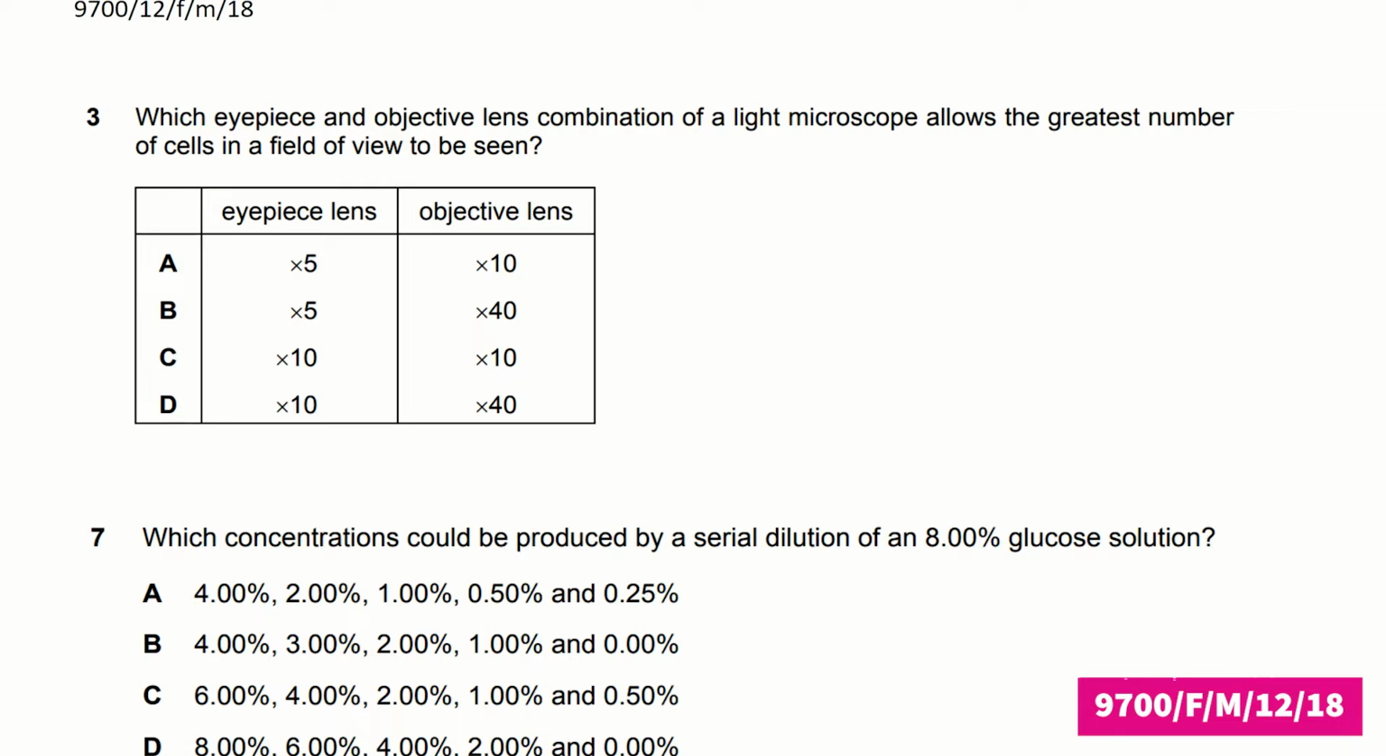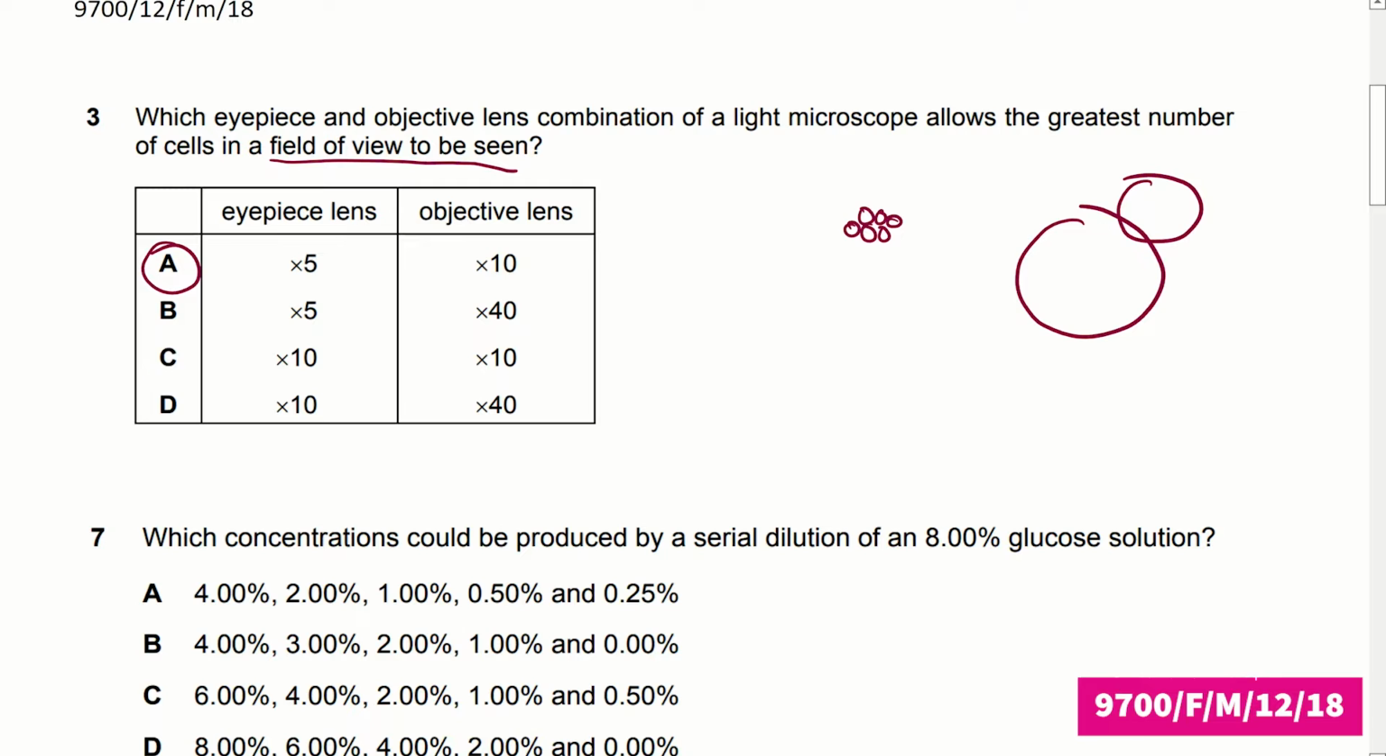So let's start. Which eyepiece and objective lens combination of a light microscope allows the greatest number of cells in a field of view to be seen? Now, here, greatest number of cells in a field of view, this means we have to zoom out. So the answer with the lowest magnification would be correct. The reason for this is when we zoom out, more cells in the field would be seen compared with if we zoom in. Therefore, the lowest magnification we have here is going to be 5 times by 10, and the answer is going to be A. And by the way, to calculate the total magnification of a light microscope, we multiply the magnification of the eyepiece lens by the objective lens, giving us 15 magnification, which is the lowest one of all the options.